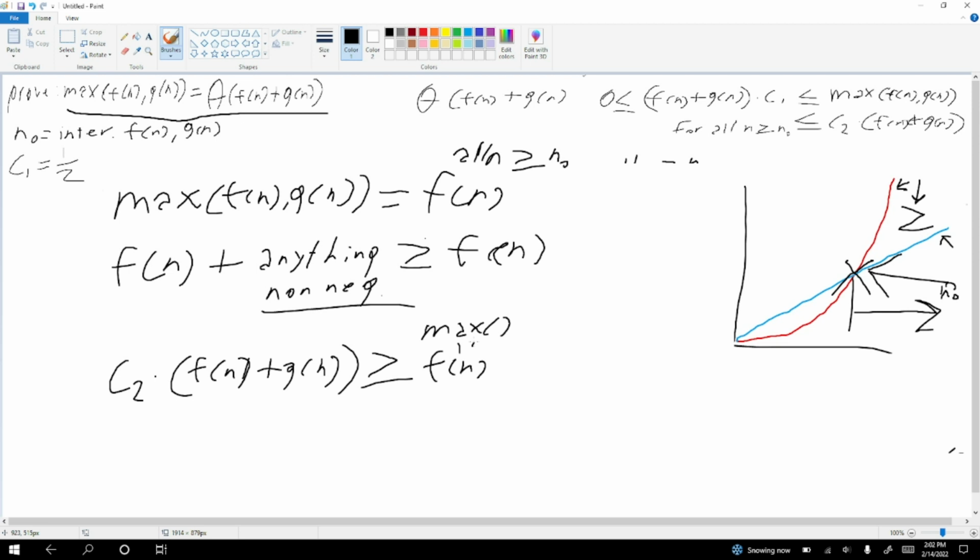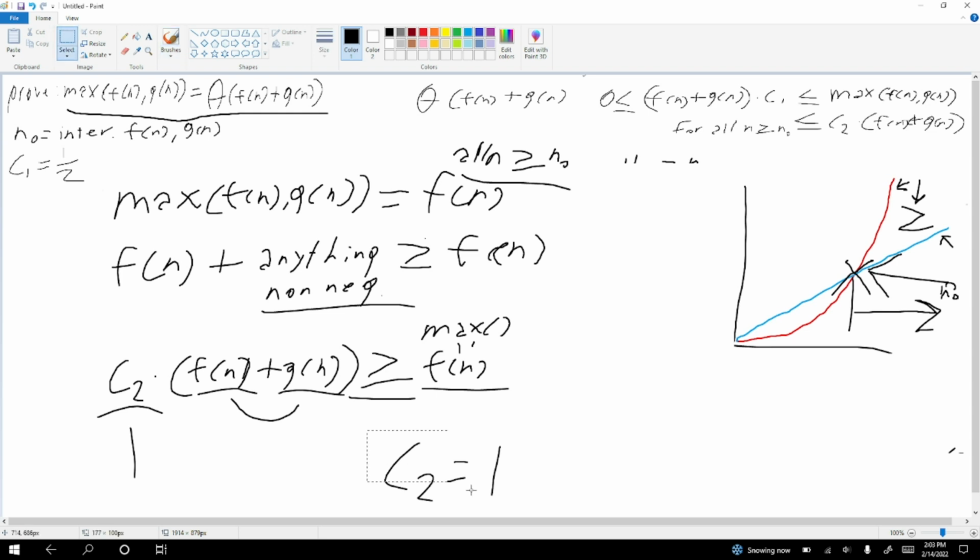Right. So we're trying to find some value C2 where this is true for all n greater than or equal to n0. And since f of n plus anything is greater than f of n, we know that f of n plus g of n is greater than or equal to f of n. So we don't need to even multiply anything except for a 1. So C2 can just equal 1, and that's our valid value for that. So C2 equals 1.